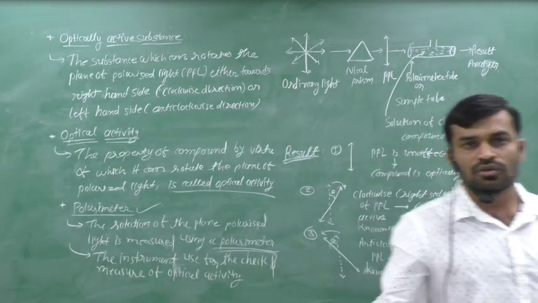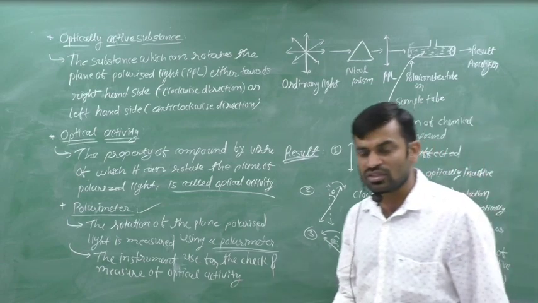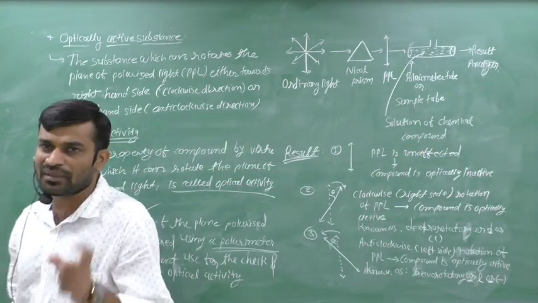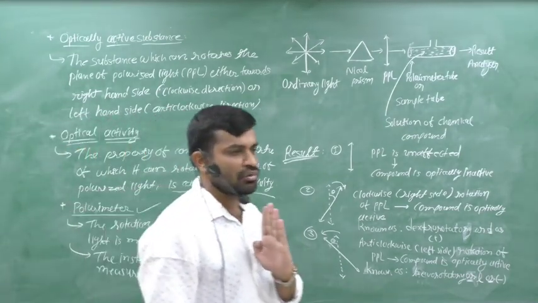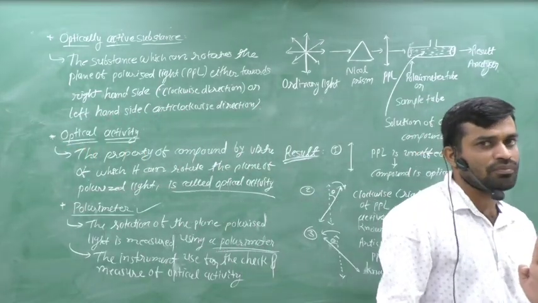Clear? So polarimeter is an instrument by which we can check whether the compound is optically active or not, what is the rotation of plane polarized light, and what is the angle of rotation.